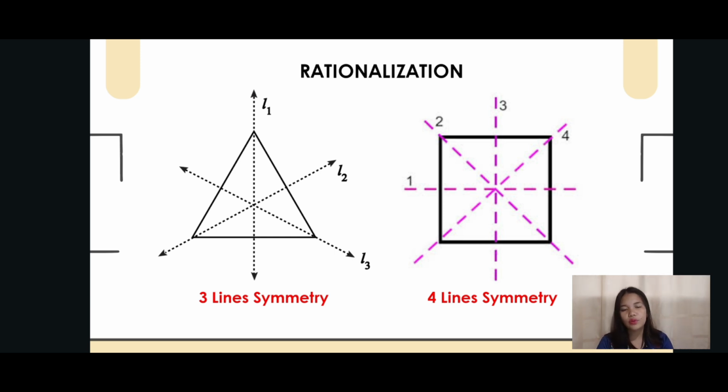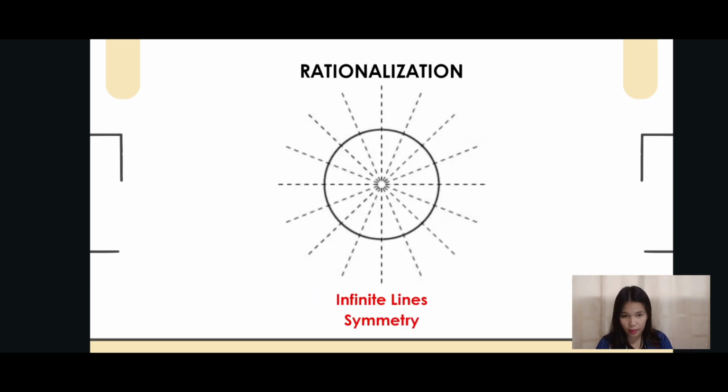So if we have 1 line, 2 lines, 3 lines, and 4 lines symmetry, we also have the infinite line symmetry. In infinite line symmetry, some figures have not 1 or 2 but infinite lines passing through the center, and the figure is still symmetrical. We have here the example. It is a circle. Even though it is divided in how many lines, the shape is still symmetrical to each other. So those are the kinds of line of symmetry.